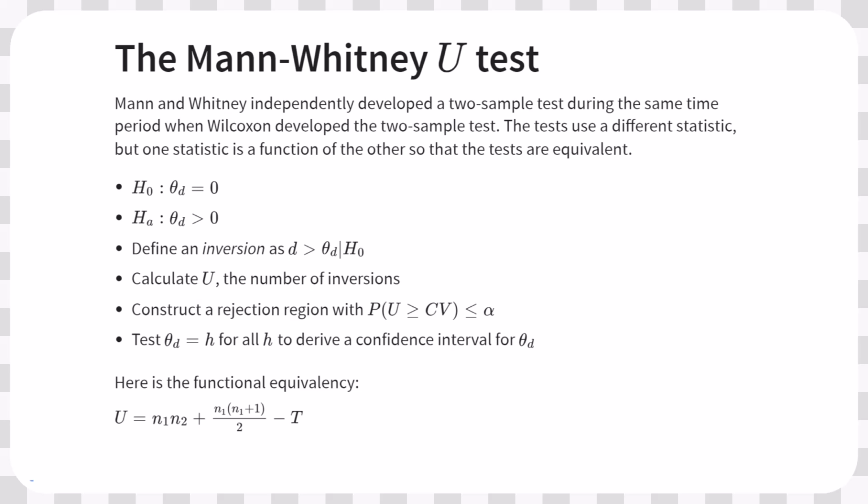Now I'm going to introduce you to a new hypothesis test. You might wonder why I'm stopping in the middle of a confidence interval presentation and providing a new hypothesis test. Bear with me, I'll show you why in a moment. Mann and Whitney independently developed a two-sample test during the same time period when Wilcoxon developed the two-sample test. That is, Mann and Whitney working together developed their test, and Wilcoxon developed his test. The tests use a different statistic, but it turns out that one statistic is a function of the other so that the tests are equivalent.